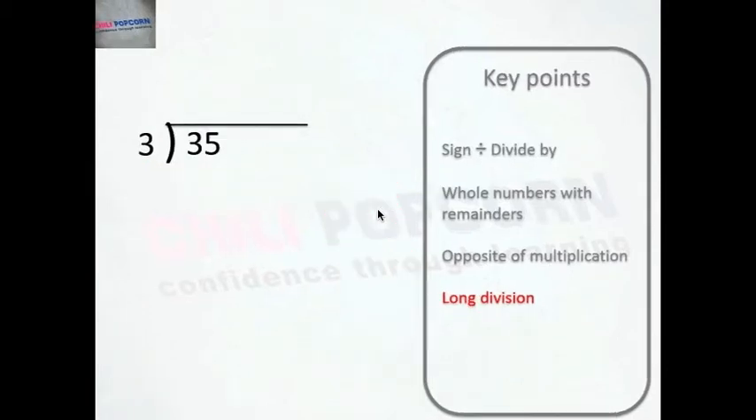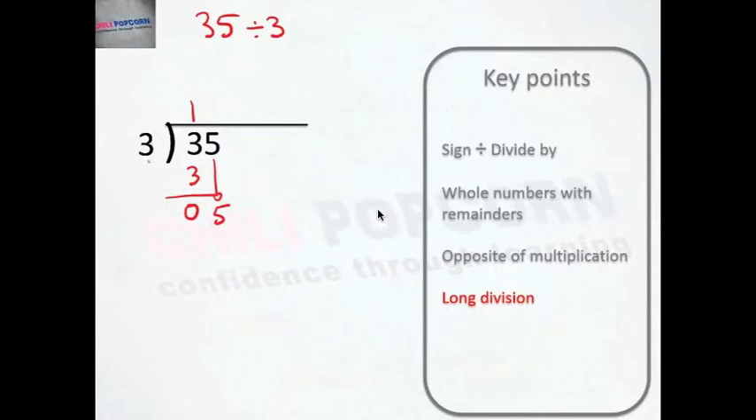Okay, so in this example, the sum we're trying to do is 35 divided by 3. So we'll do the same thing again. We compare 3 with the first digit. Now 3 does go into 3. Because 3 and 3 are the same, we know that 1 times 3 is 3. And 3 take away 3 is 0. Now we bring down the 5.